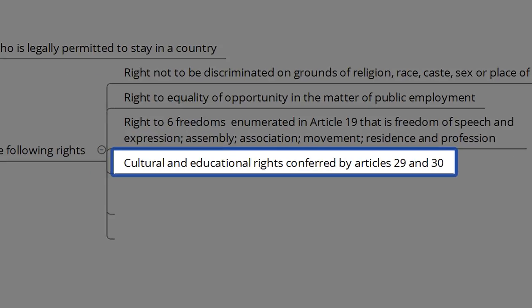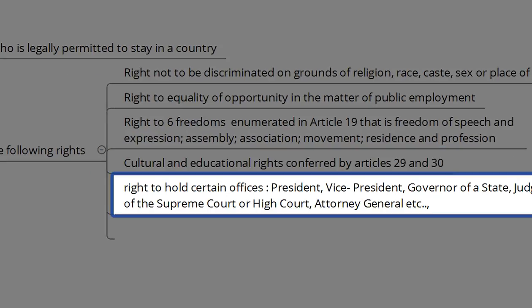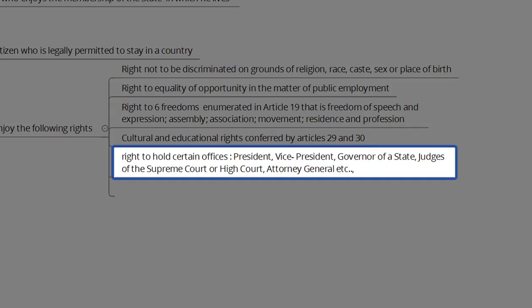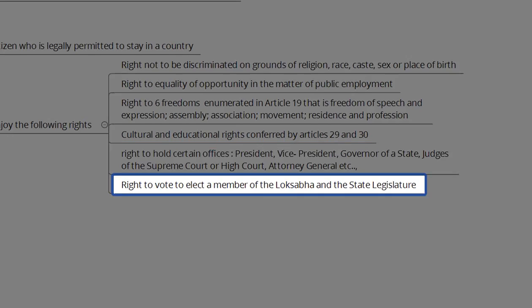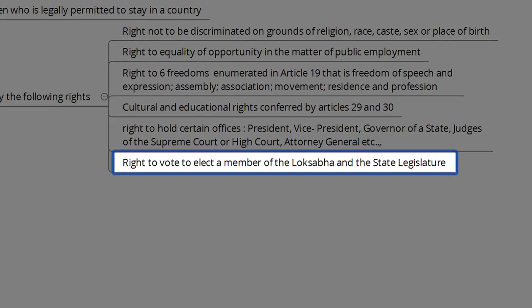cultural and educational rights conferred by Article 29 and 30, and also the right to hold certain offices such as President, Vice President, Governor of India, Judges of the Supreme Court, High Court, Attorney General, etc. And also they do not have the right to vote to elect a member of the Lok Sabha and the state legislature.